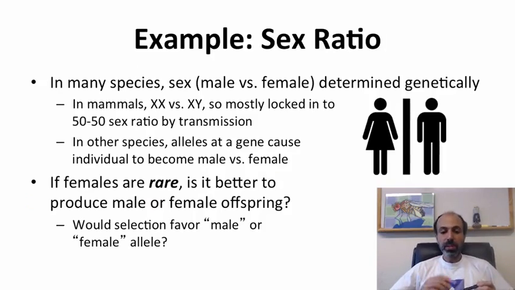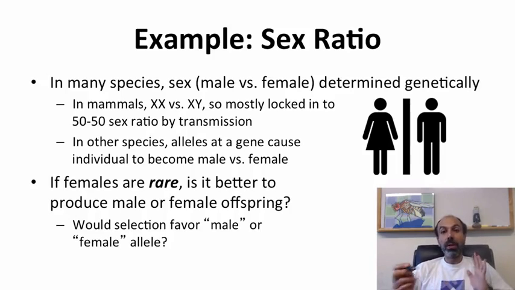So in many species, sex is determined genetically, as you know. That in mammals, we talked about the sex chromosomes, that XY is what causes maleness. You're kind of locked into this by transmission. But there are other species where alleles at one gene can cause an individual to become a male versus a female. That you can have this sort of variation within it. Now, if females are very rare in the population, and you need both males and females to make offspring, is it better for you to produce male or female offspring?